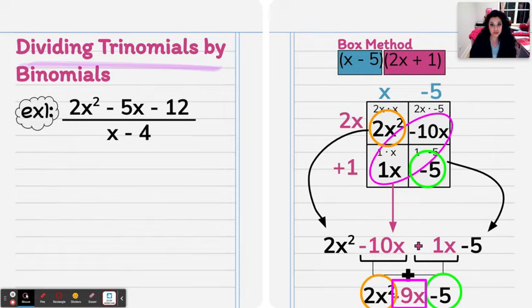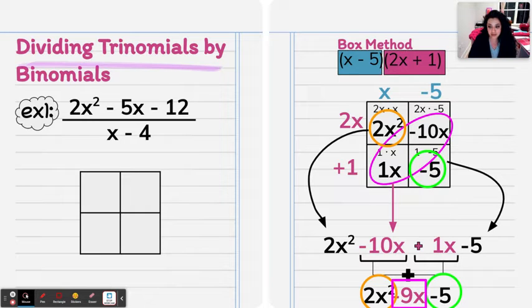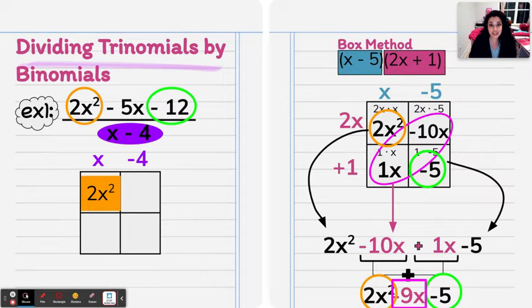Okay? So let's see how this is going to help us in solving division problems with a trinomial by a binomial. So here's our example 1. I'm going to start by setting up my box, just like I have on the other side. And I'm going to take my binomial of x minus 4 and place it on the top. What I'm trying to figure out is the other side length, which I don't know yet. That other side length will end up being my answer. So now I'm going to fill in my first box with 2x squared because that's the first term in my trinomial. And then my bottom right box I'm going to fill in with the negative 12 since that's the last term in my trinomial.